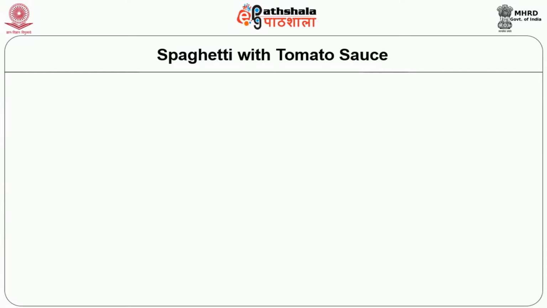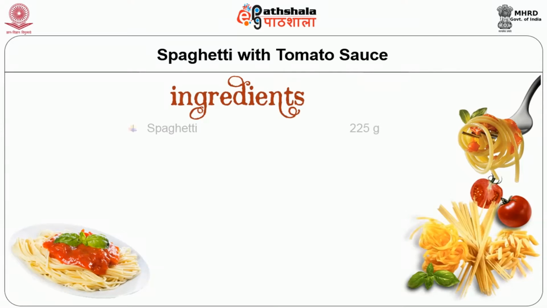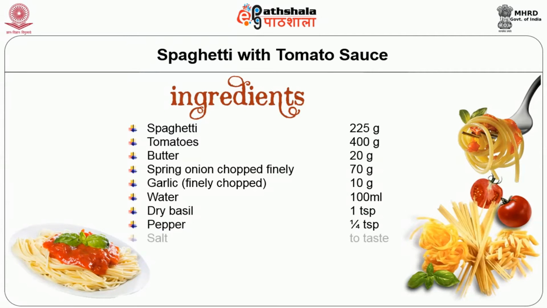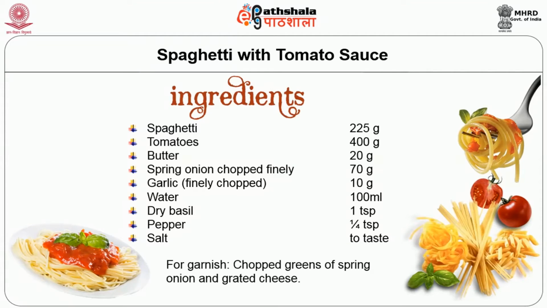Another popular sauce used in spaghetti with tomato sauce. The ingredients used and method of preparation are given here. That is, the ingredients used are spaghetti 225 grams, tomatoes 400 grams, butter 20 grams, spring onions, garlic, water, pepper, salt, and for garnishing we can use spring onions and grated cheese also.